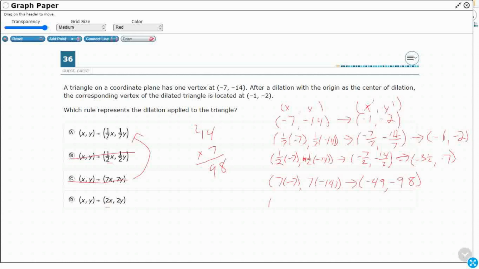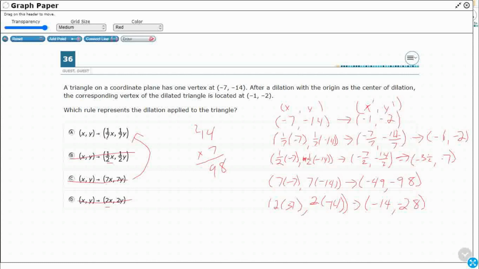And then let's check our D. All right, so we're going to double each one. So 2 times -7, and then we're going to get 2 times -14. And then what are we going to get? There we go. That's going to be -14 and -28. Way too large.